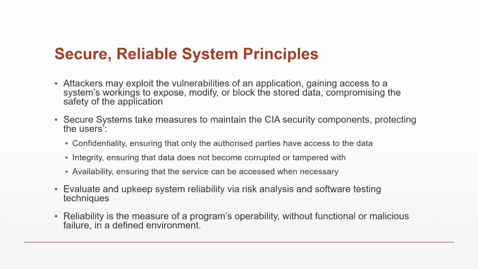And secure systems take measures to maintain the CIA security components, protecting the user's confidentiality, integrity, and availability, ensuring that only authorized parties have access to the data, the data does not become corrupted or tampered with, and the service can be accessed when necessary. And evaluating system reliability can be done with risk analysis techniques and software testing procedures.